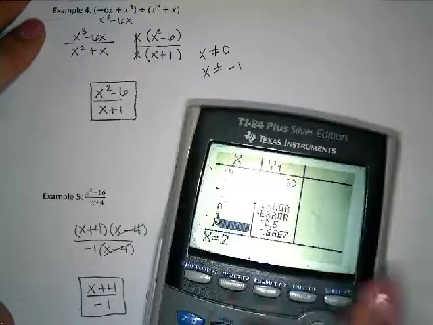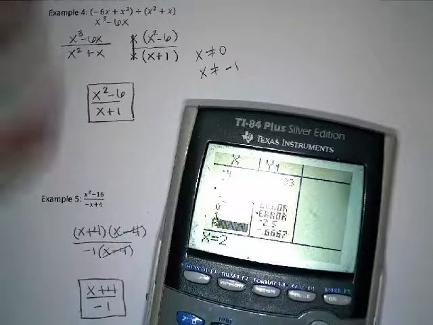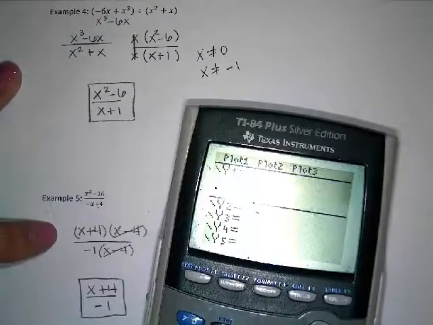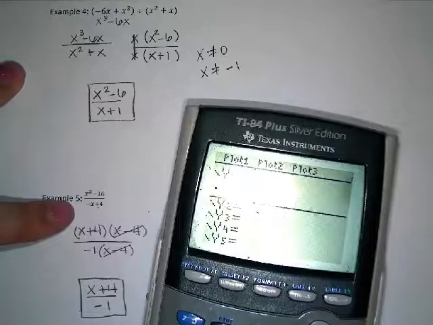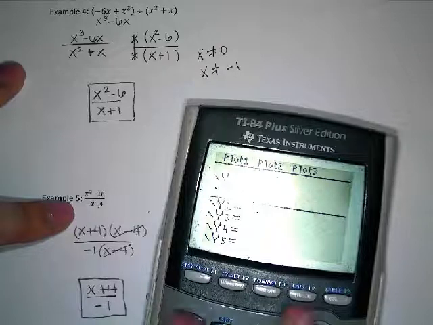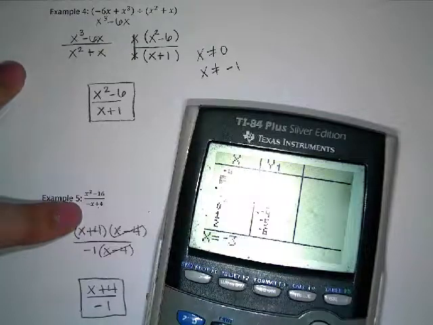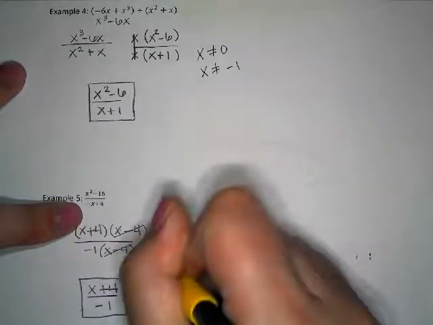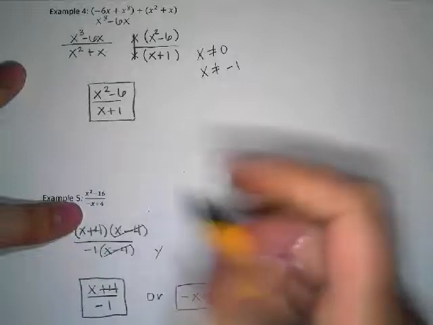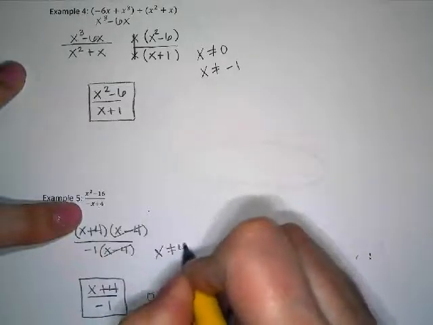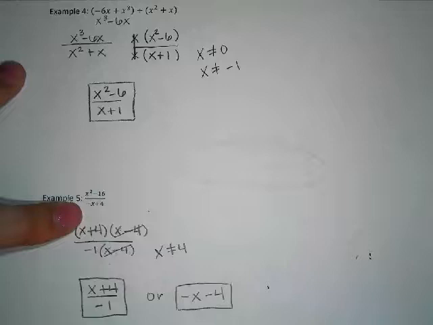This next one, x squared minus 16 over -x plus 4. The error message is at +4. Anybody have any predictions about what the excluded values might be for number 6?